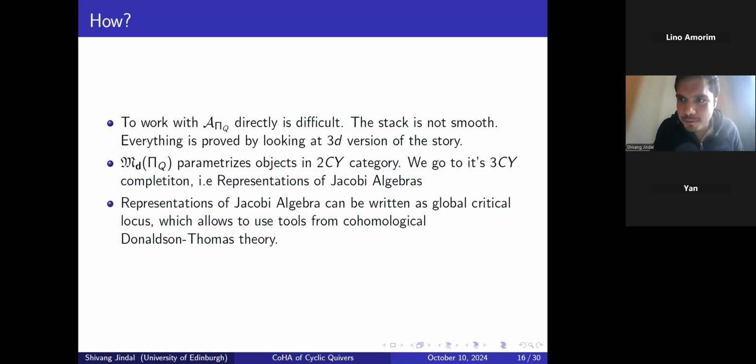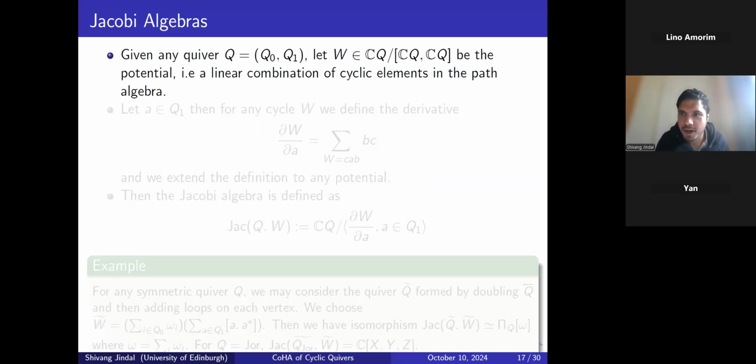Okay, so we go to the study of Jacobi algebra. Let me define what I mean by Jacobi algebra. We start with any quiver. Now we take something called a potential. A potential is just a linear combination of cyclic elements in the path algebra.